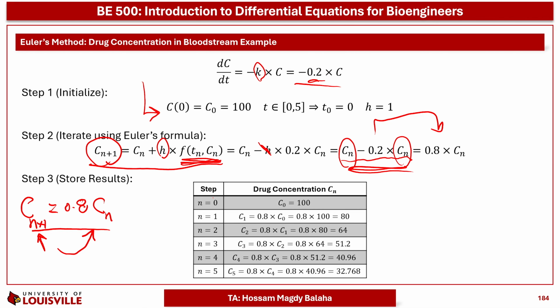We have at n equals 0 that c naught equals 100, and this is given by the initial condition. Substitute in the Euler formula multiple steps, you will get at n equals 1 by substituting 0.8 multiplied by 100 equals 80. Again, 80 multiplied by 0.8 will get 64, and by doing so along the 5 iterations, you will end with that value, which equals 32.768.